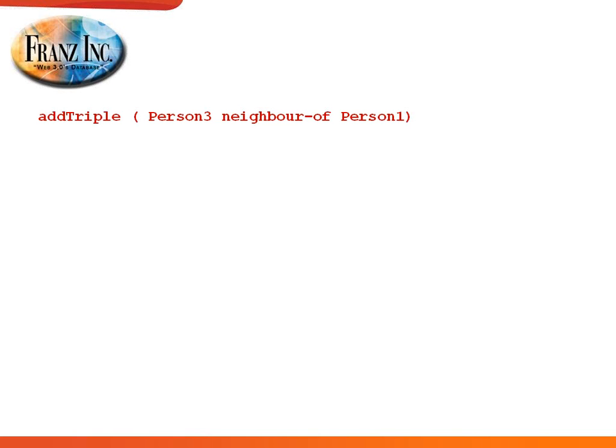So now let's add some more triples. Let's add another one-to-many relationship. Say that person 3 is a neighbor of person 1, and person 3 is a neighbor of person 2.